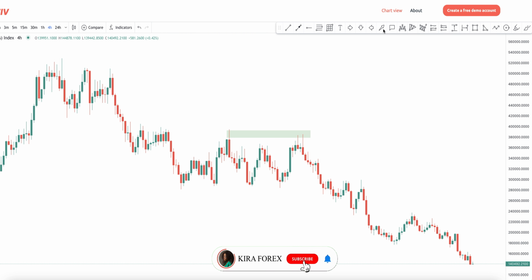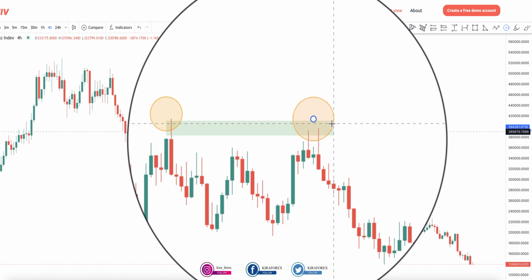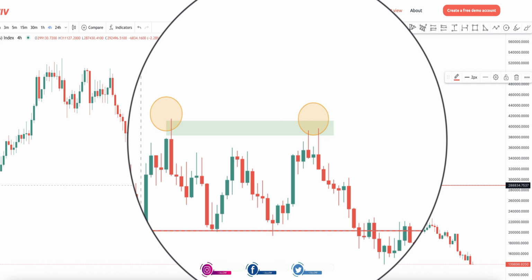So we have our first top here, and then we also have our second top here. And here comes our neckline.